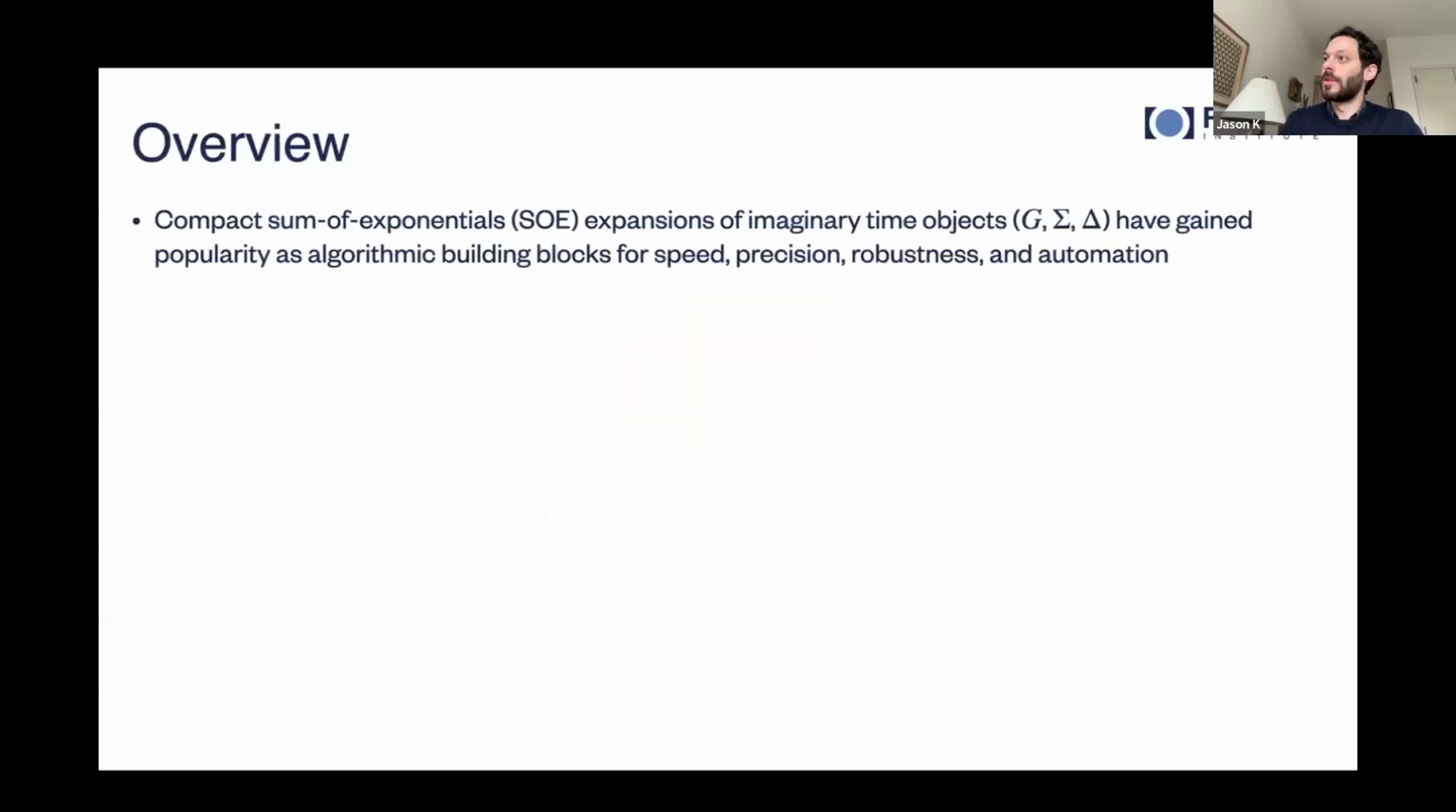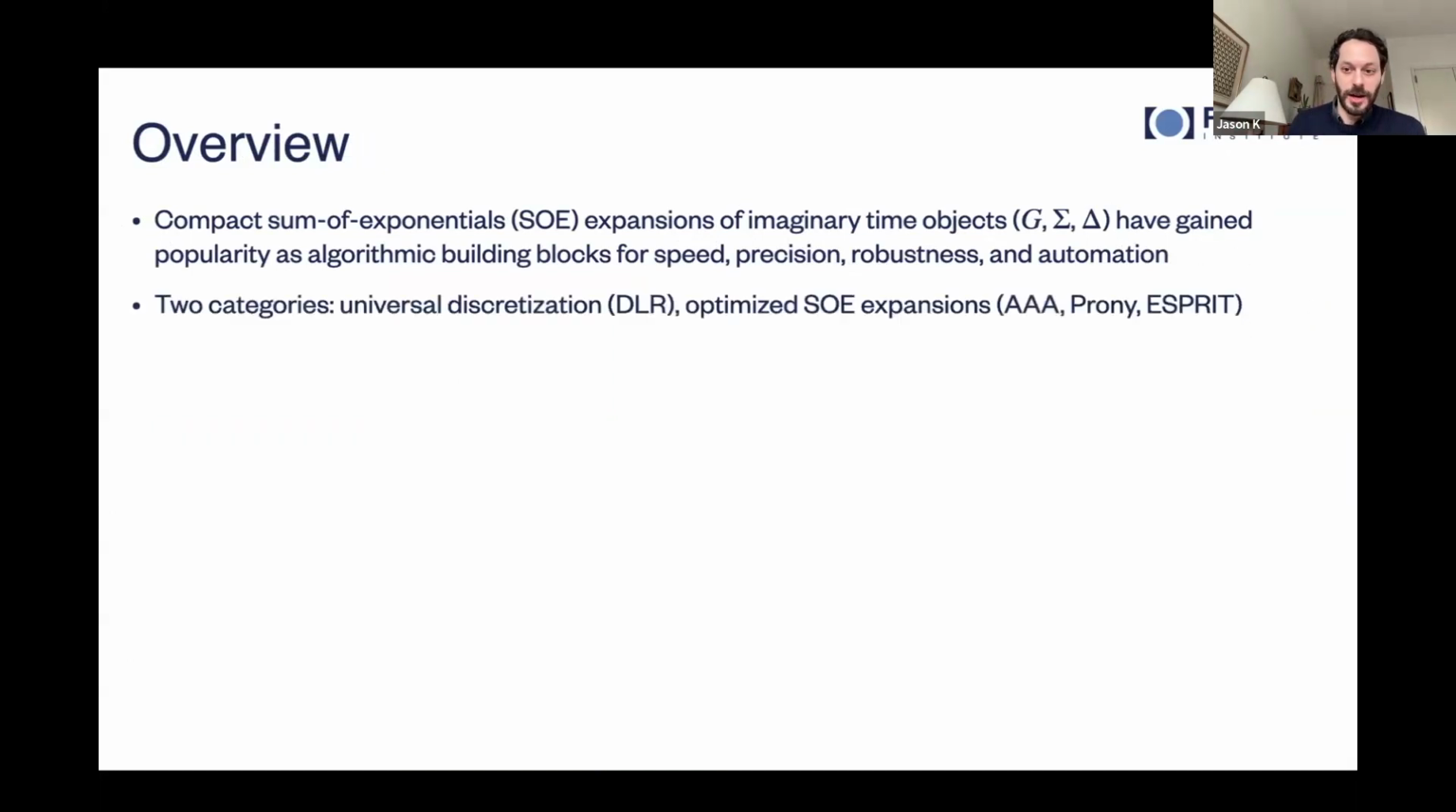Okay, so what's the overview? I think over the past few years, there have been more and more algorithms using this technology of compact sum of exponentials expansions of imaginary time objects, the Green's function, self-energy, hybridization, not only to make faster algorithms, but also to make algorithms that have controllable accuracy and are robust and automated.